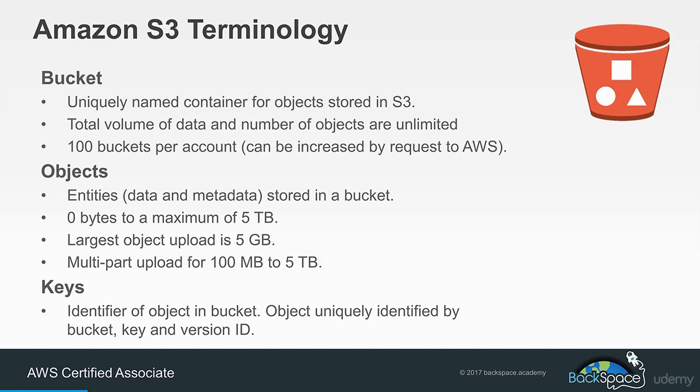So a bucket is a uniquely named container for objects stored within S3. You can have multiple buckets in an account, up to 100 buckets per account, but that can be increased if you put in a request to Amazon Web Services. So it's not a fixed amount. What that means is that if you're, for example, a web developer, you would probably have a bucket for each one of your customers, and you would put all of their information in one of those buckets.